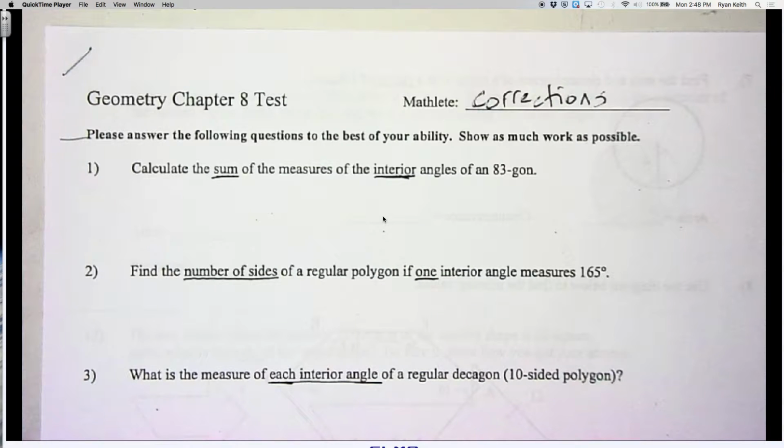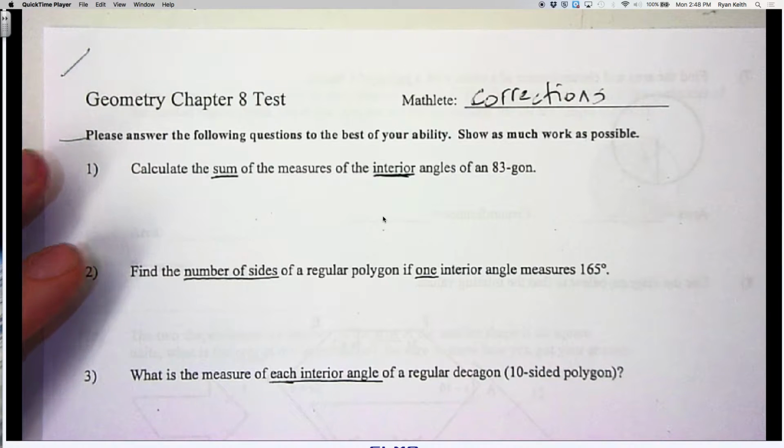Hello, Geometry Chapter 8, Test Corrections. We'll start off with question 1.